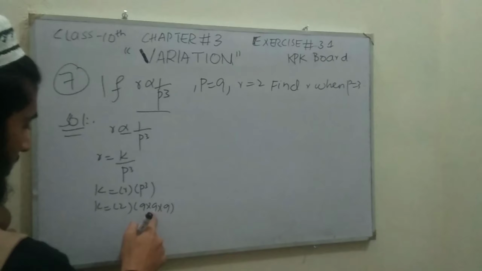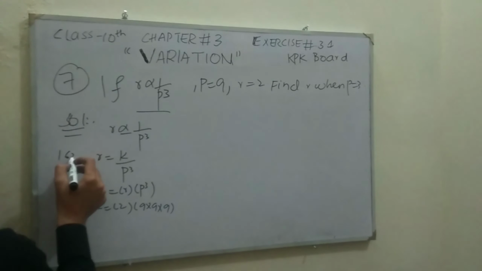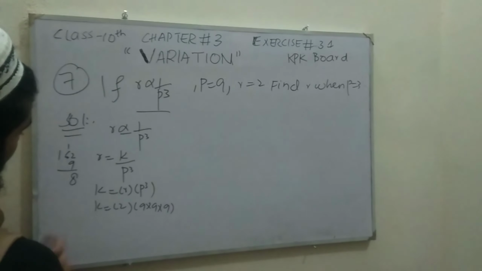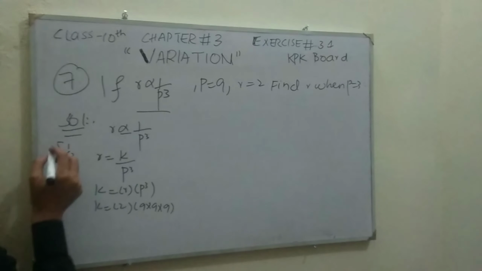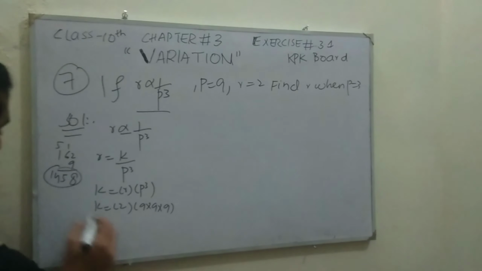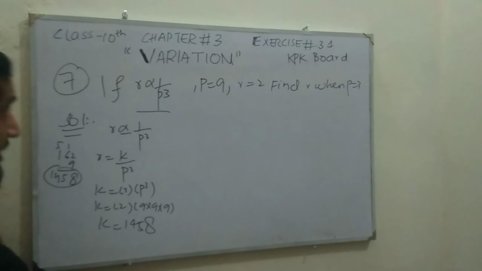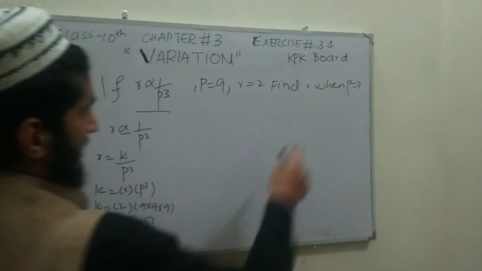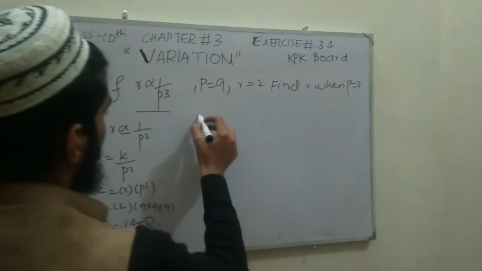9 multiply 9 multiply 9. 9 multiply 9 gives us 81, and 81 multiply 2 gives us 162, and 162 multiply 9 gives us 1458. So 1458 is the value of k. Now we are interested in r when p is equal to 3, using this relation k is equal to r p cube.